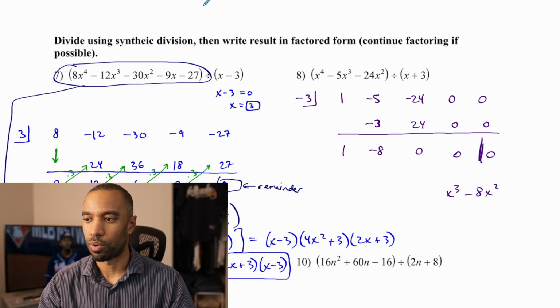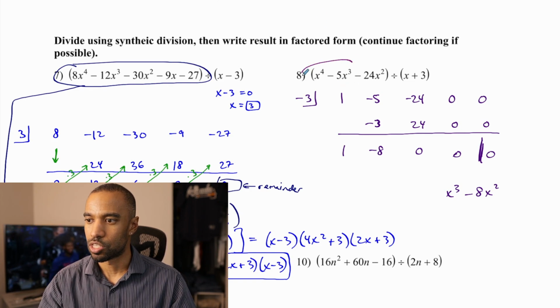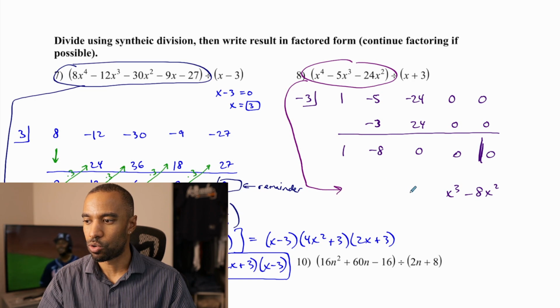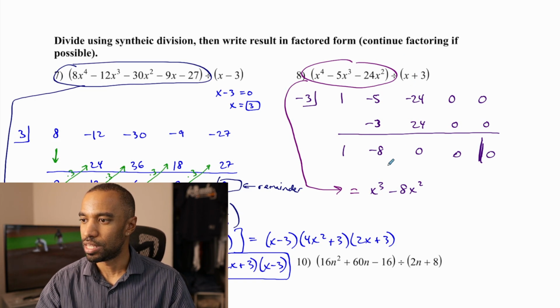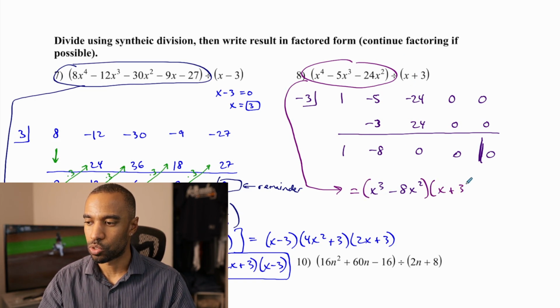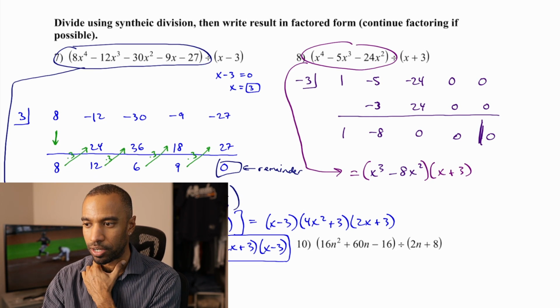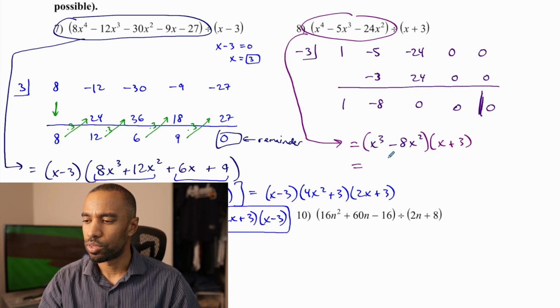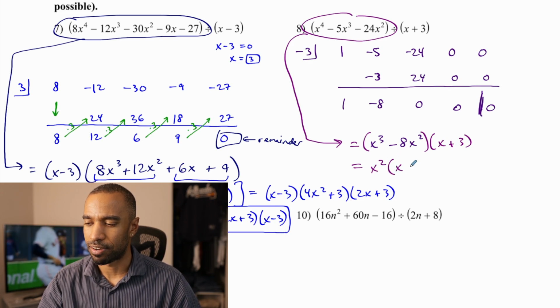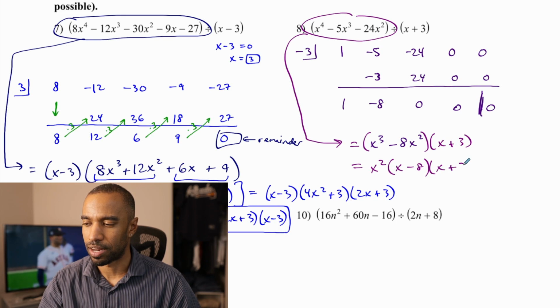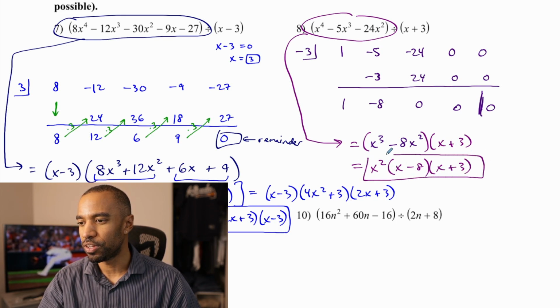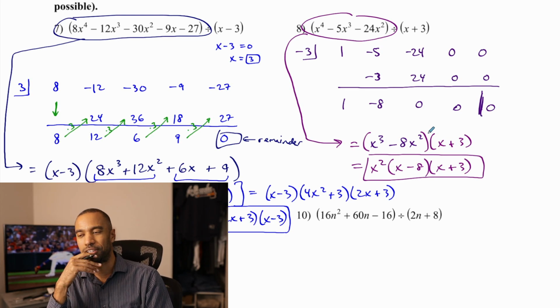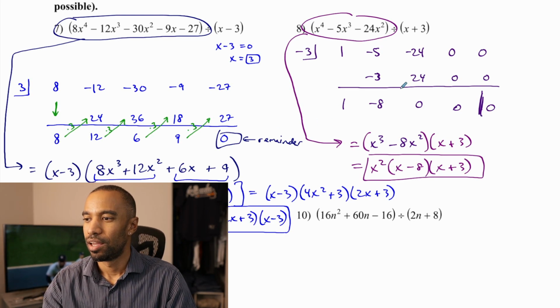Now, of course, this thing equals x cubed minus 8x squared times x plus 3. You can see that this totally will factor more. This has a common factor of x squared, and you have an x minus 8 that can factor out, and we have an x plus 3. I almost feel like I was hoping for this to be a difference of two cubes when I factored, so I guess it's not. That's okay.